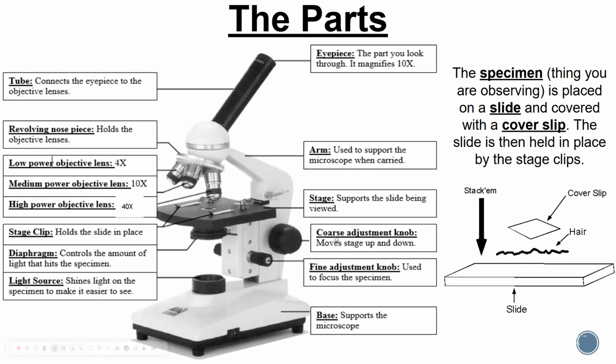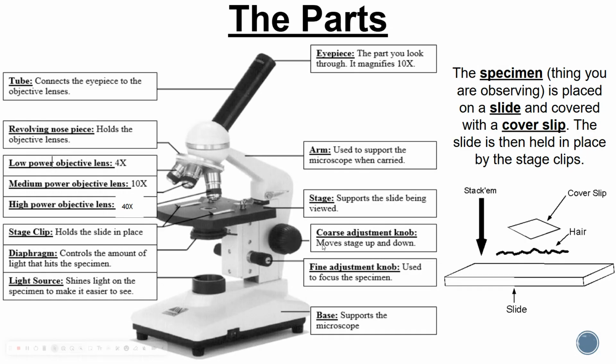So the idea is that when you first try to find your specimen under the microscope, you use the coarse adjustment knob to bring it as close to the lens as possible. And then it'll be blurry at first when you find it. So you'll turn the fine adjustment knob to focus the specimen more so it's not blurry.